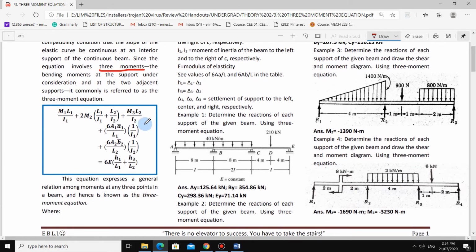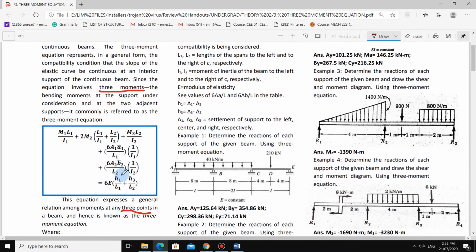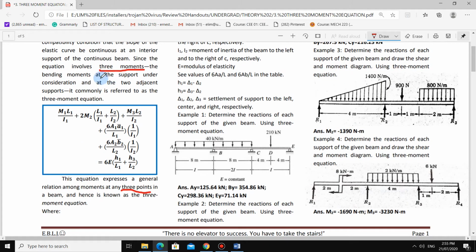Okay, so here is the formula. For the three-moment equation, you need to memorize the formula. This is the working equation later. This equation expresses a general relation among moments at any three points. So you need three points in order for you to use the three-moment equation. What are those three points? We mentioned earlier the support under consideration.